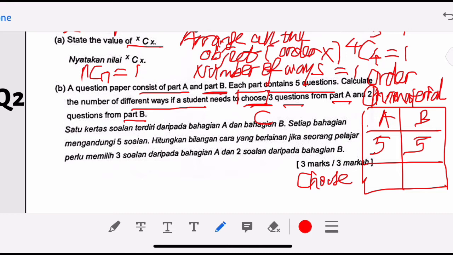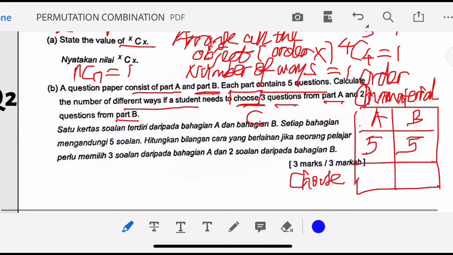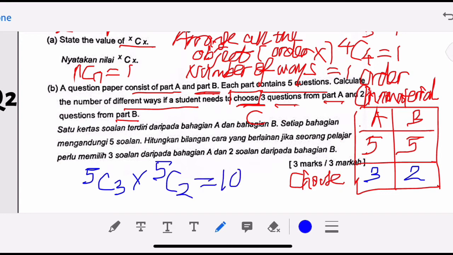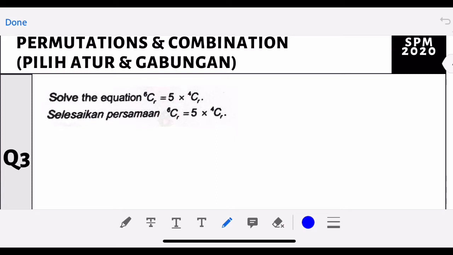Alright, so the one that we need to choose: we will choose 3 from part A, and then we will choose 2 from part B. So we list out carefully so that we won't make a mistake. So 5C3 times 5C2, and the answer is 100 ways. So for combination, it's very simple, right? Okay, let's proceed to the next question.